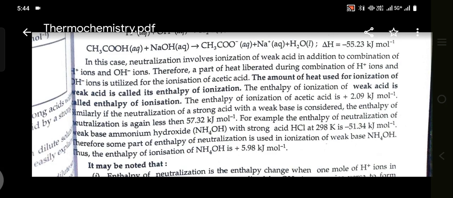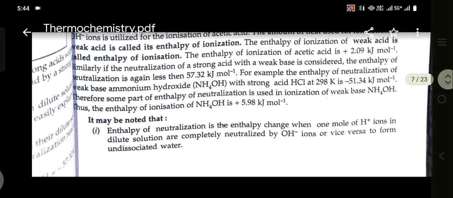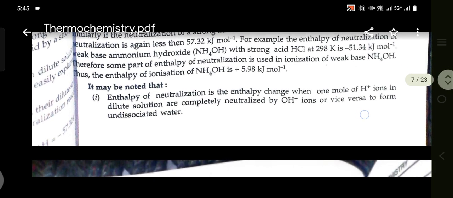Similarly, if the neutralization of a strong acid with a weak base is considered, the enthalpy of neutralization is again less than 57.32 kJ/mol. For example, the enthalpy of neutralization of a weak base, ammonium hydroxide, with the strong acid HCl at 298 K is -51.34 kJ/mol. Therefore, some part of the enthalpy of neutralization is used in the ionization of the weak base NH4OH. Thus, the enthalpy of ionization of NH4OH is +5.98 kJ/mol.